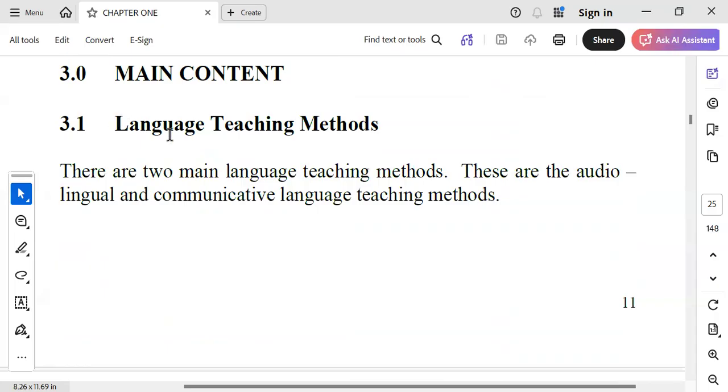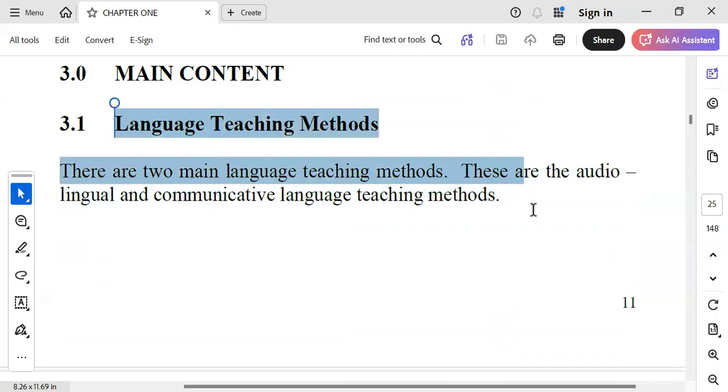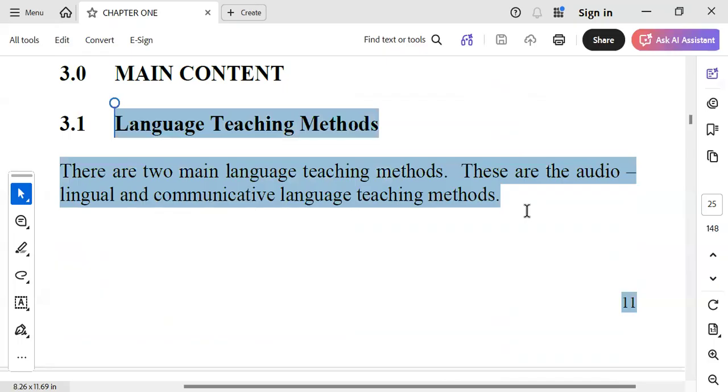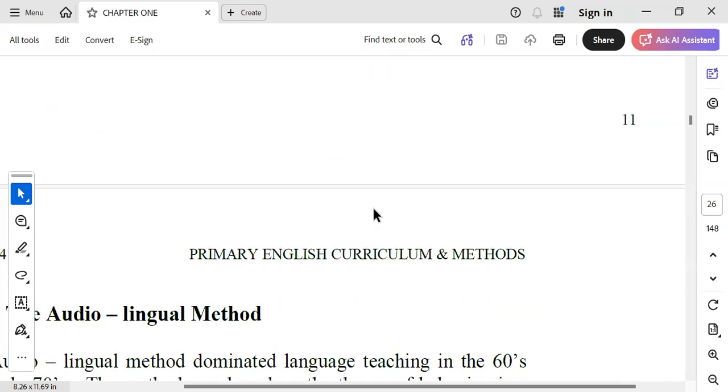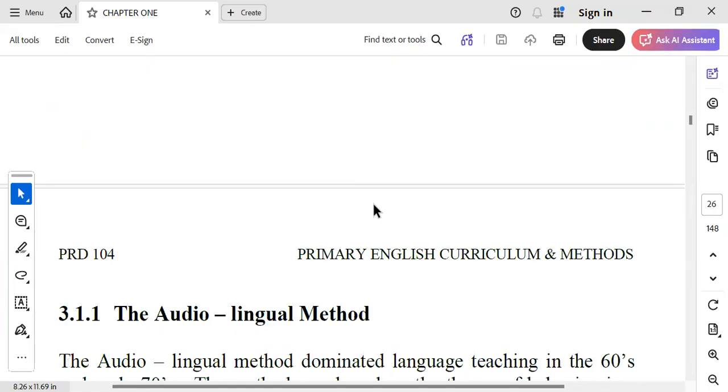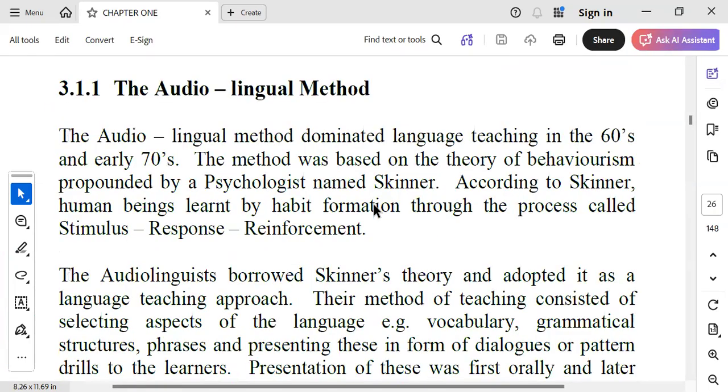We will say language teaching methods. There are two main language teaching methods. That's the first thing you should know, two of them. Now, these are the audio-lingual and the communicative language teaching methods. This statement alone has already given us the answer to objective number one for this class, for reading this part of the material.